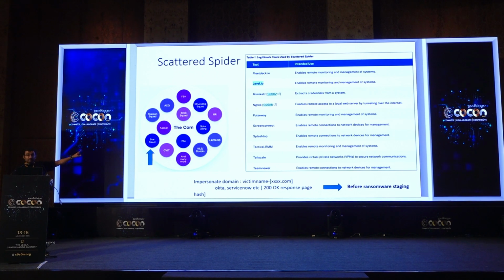So you see level.io before staging of a ransomware in an environment. I won't say it's 100% sure that it could be related to Scattered Spider, but please keep in mind that it could be likely, with medium confidence, related to this group. Again, if you see any domain impersonation with a hyphen in between, like something-okta.com, something-servicenow.com or so on, with level.io plus ransomware staging, you see there are some connecting dots. You can feel with medium confidence that it could be related to the COM or Scattered Spider.